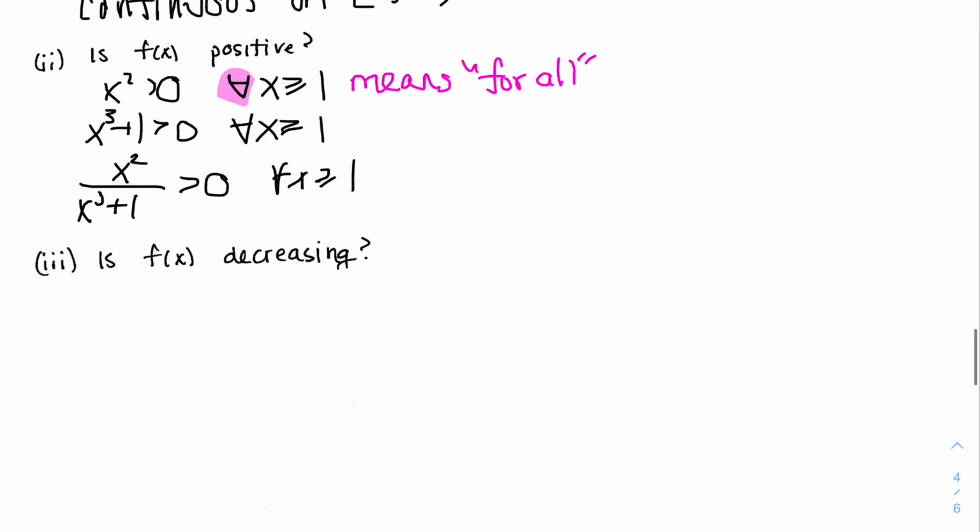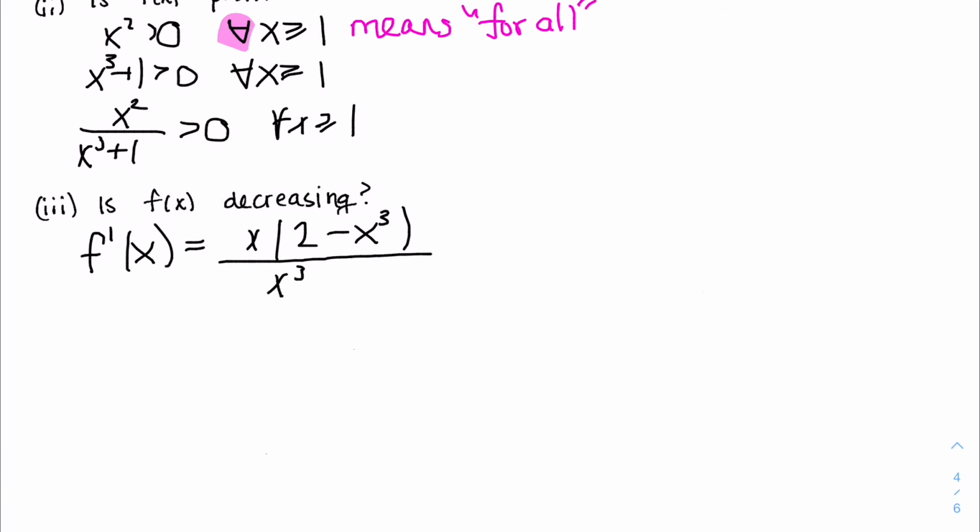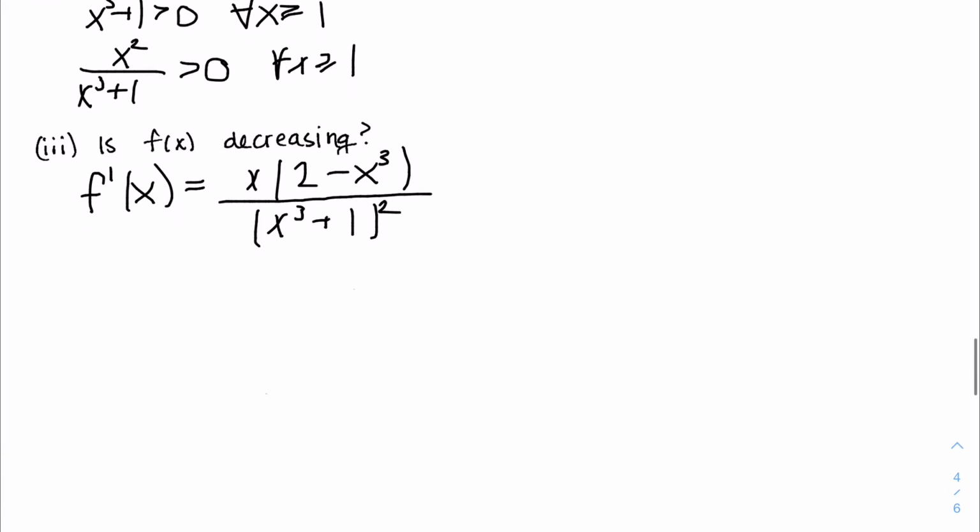Now decreasing. That's going to be a little more tedious because you have to take a derivative. I trust at this point that you can actually go ahead, differentiate this, and simplify it. So I'm just going to go ahead and tell you that the derivative will equal x times 2 minus x cubed, divided by x cubed plus 1 squared. Okay. So after you go through quotient rule and factoring, you can find that out.